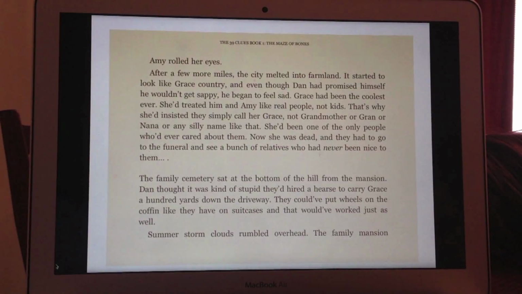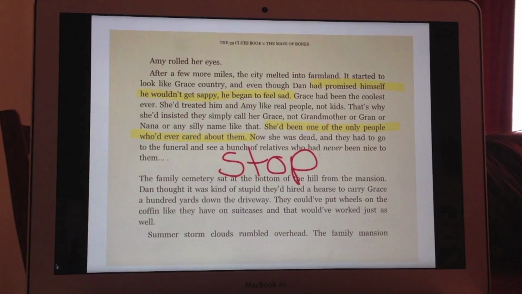I thought it was interesting that he had promised himself he wouldn't get sappy, but he began to feel sad. This really tells me how he felt about his grandmother, Grace. She had been one of the only people who'd ever cared about them. Now I have lots of information about Dan, so I'll go ahead and stop here and think about what I want to say about Dan.